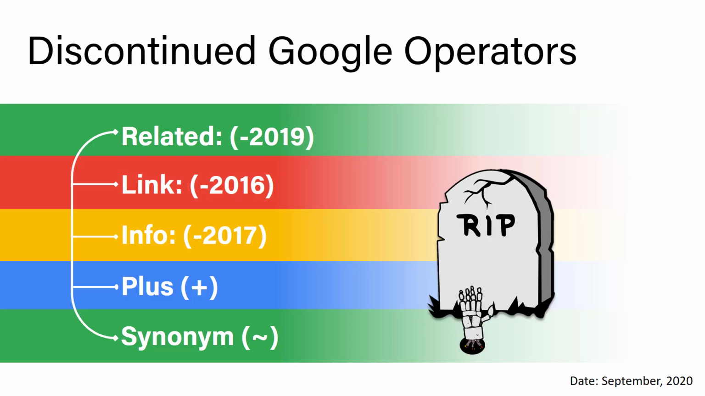Quick note, if you have previously used Google Advanced Search Operators, you might want to know that the following operators have been discontinued: related, link, info, plus, and synonym. The last one didn't really go away. It's just that Google now searches for synonyms automatically, so the tilde synonym operator became redundant.